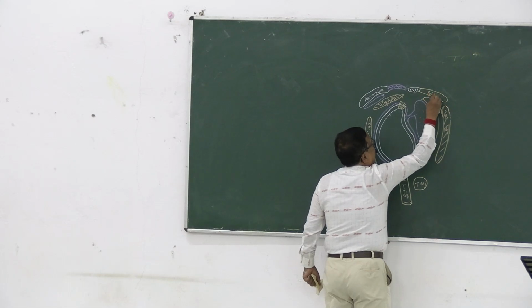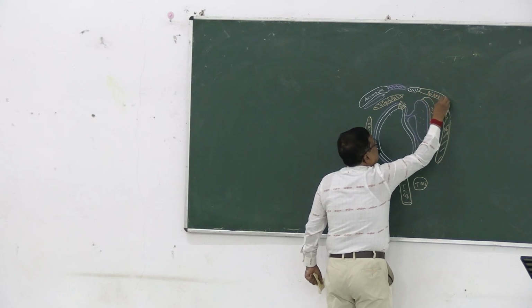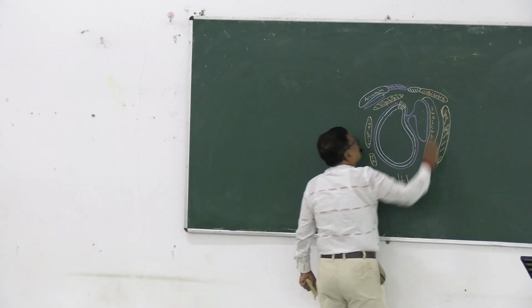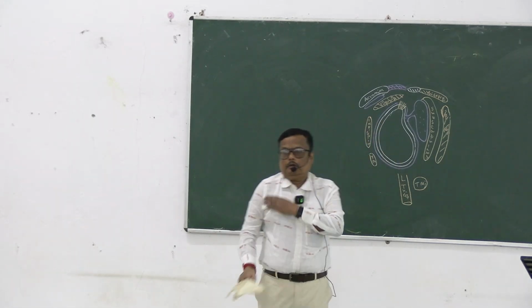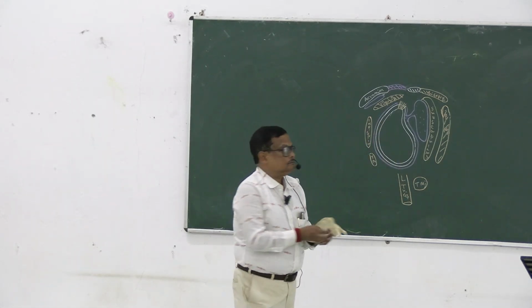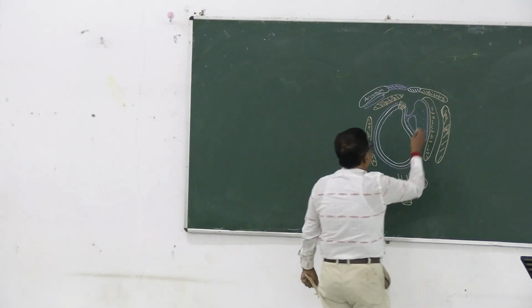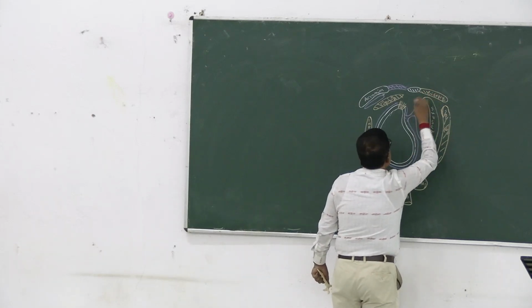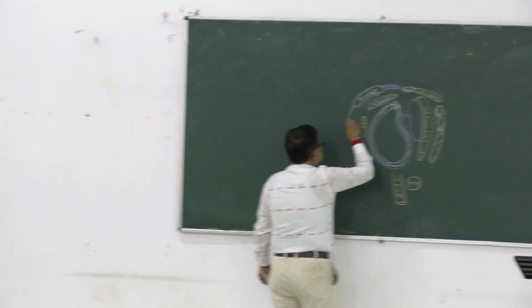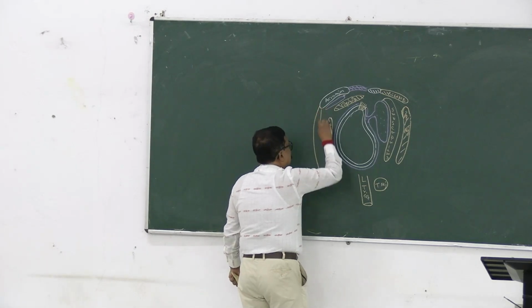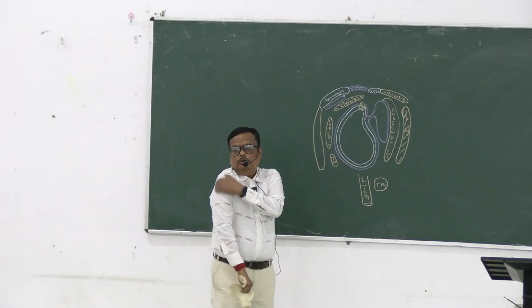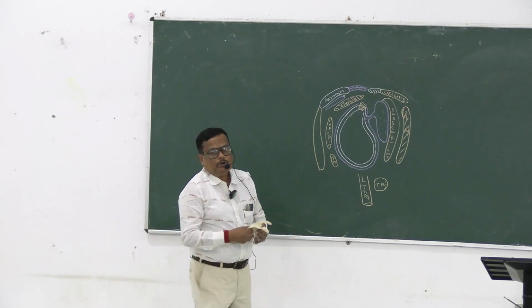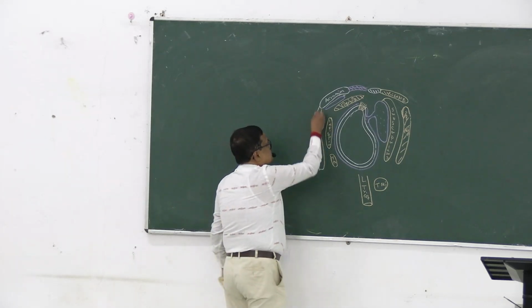Biceps brachii. Sorry, and from here, the acromion, a big muscle arises. What is the muscle? Deltoid. Where do we give the intramuscular injection? It is the deltoid.